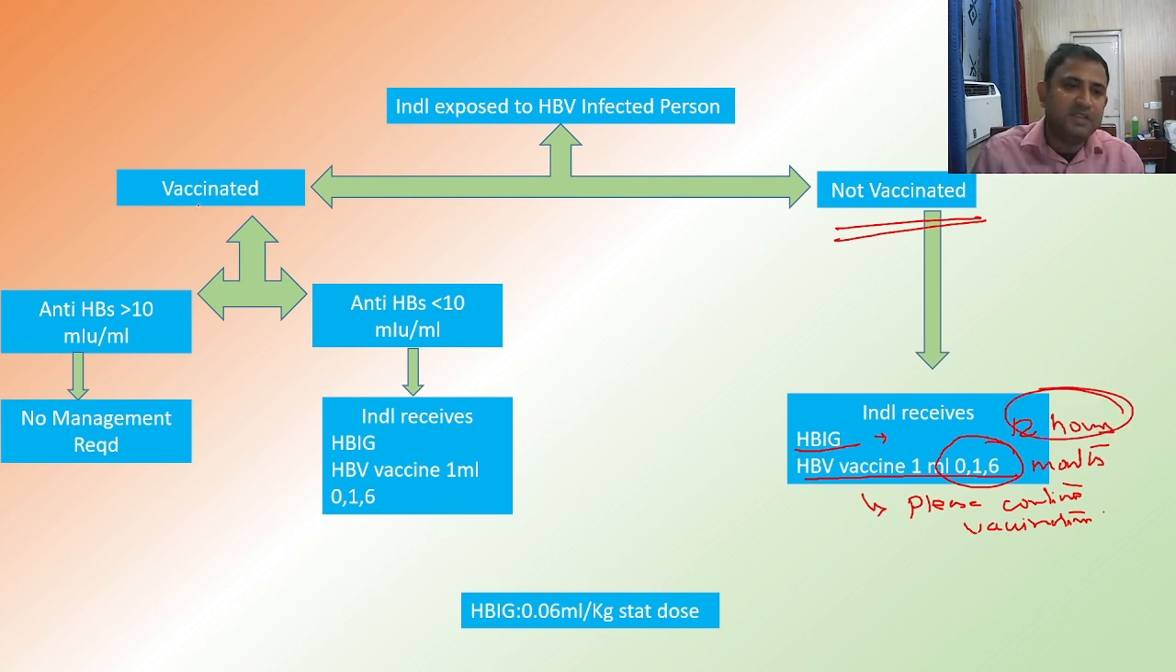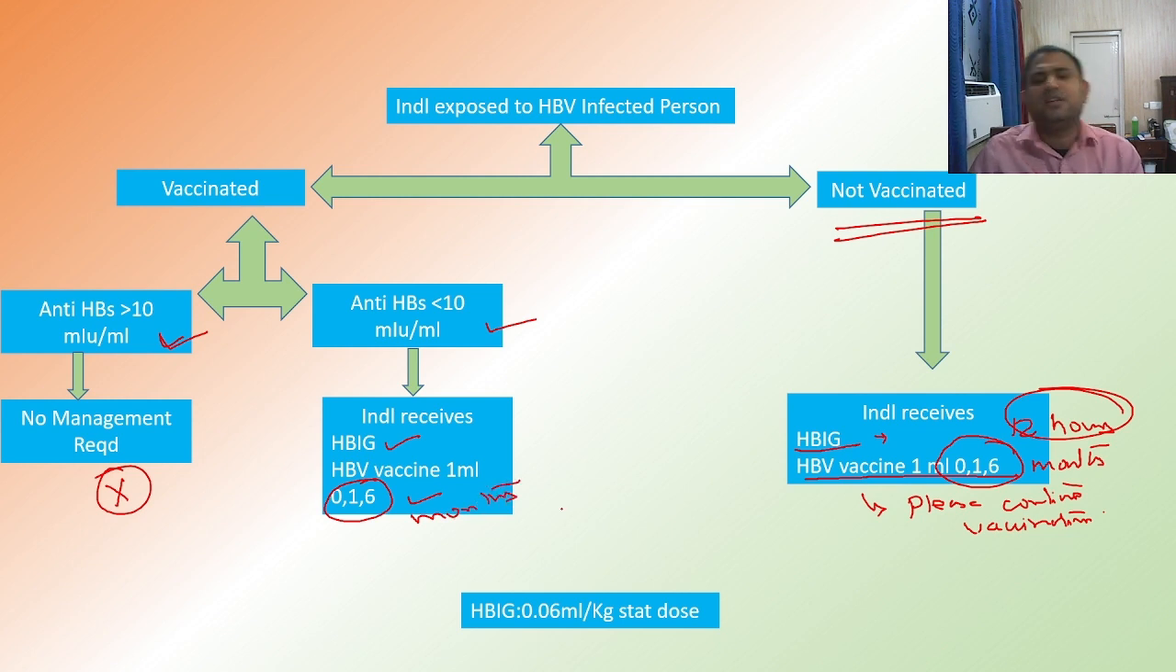Now, if he is vaccinated, there can be two scenarios. One in which the vaccination has adequate response, and the other in which the vaccination has inadequate response. In case the vaccination has adequate response, no management is required. But in case the vaccination has inadequate response, then you have to give HBIG as well as hepatitis B vaccine in the same schedule, 0, 1 and 6 months.